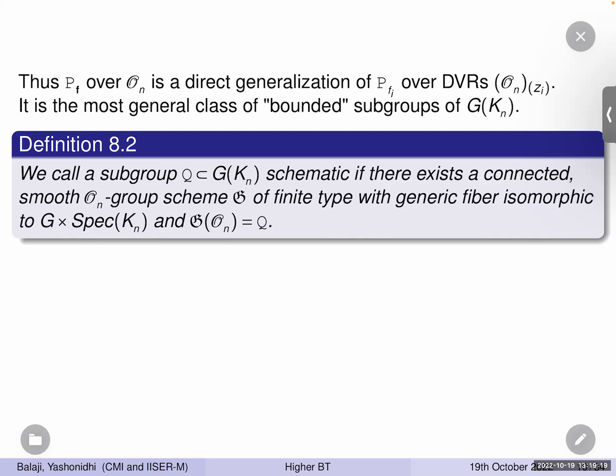Definition: we call a subgroup Q of G(K_n) schematic if there exists a connected, smooth O_n group scheme G of finite type with generic fiber isomorphic to G × Spec K_n and whose O_n-valued points is Q. So this is just a direct generalization of the usual notion of schematic subgroup of G(K).